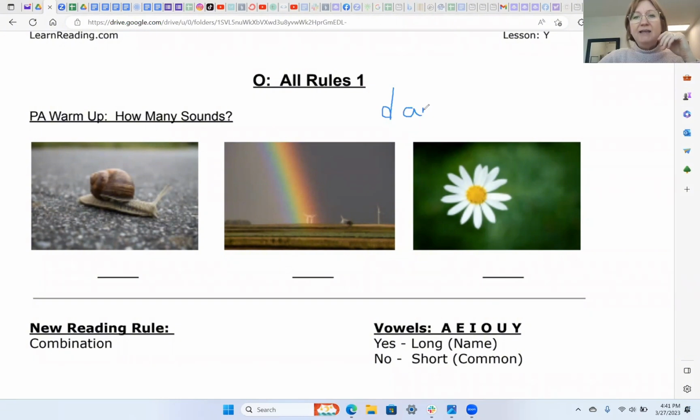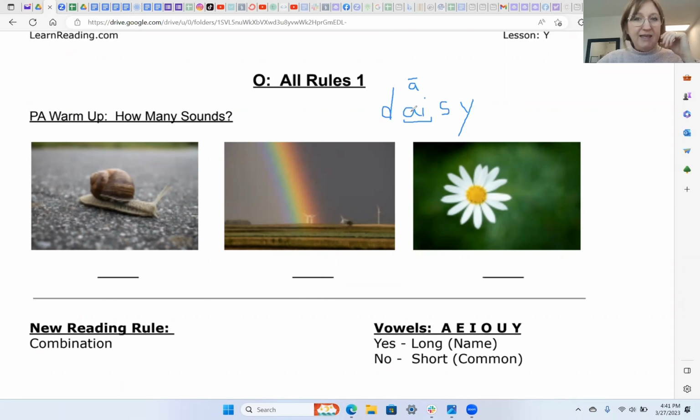Your AI is making one sound, A. We have your Z, which is spelled by an S. And then we have your E sound, which is spelled by a Y. So this AI is a grapheme that says A, the long A sound. And you can also do the tap 2 rule.